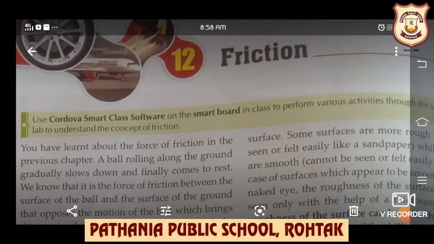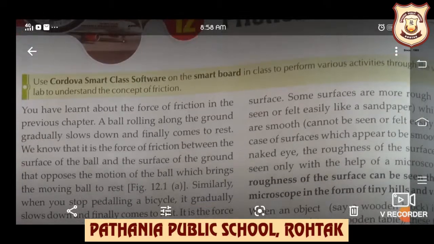You have learned about the force of friction in the previous chapter. We have already discussed that this force of friction is acting in the opposite direction. So, we will take an example of a bowling ball rolling along the ground which gradually slows down and finally comes to rest. This instance is due to the presence of force of friction.